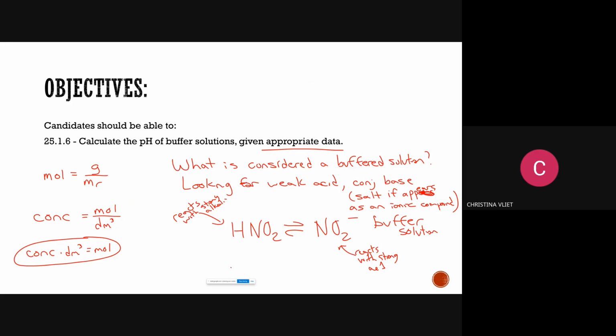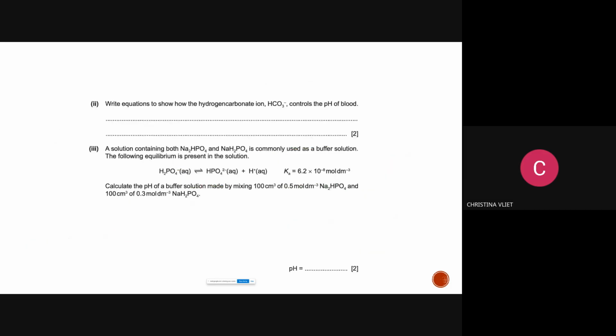Before we actually get to the new stuff, there was one question in the last lesson that we didn't cover because I wanted to get to the lab and give you enough time to do that. So on the next slide, you're going to see a question that was reprinted from last class's lesson. So let's get to it. Write equations to show how the hydrogen carbonate ion controls the pH of the blood.